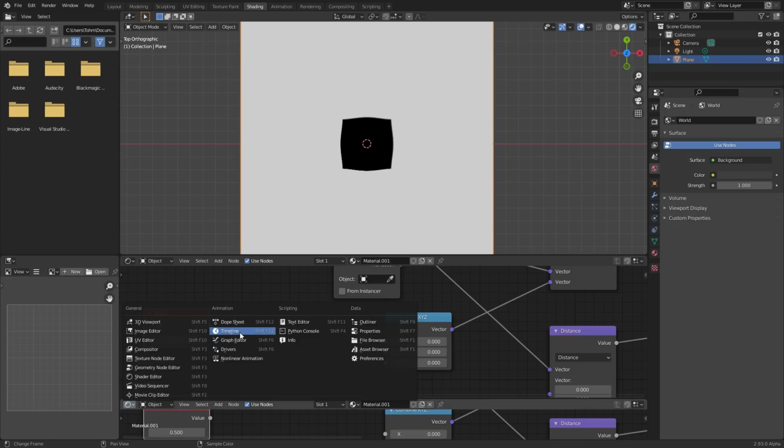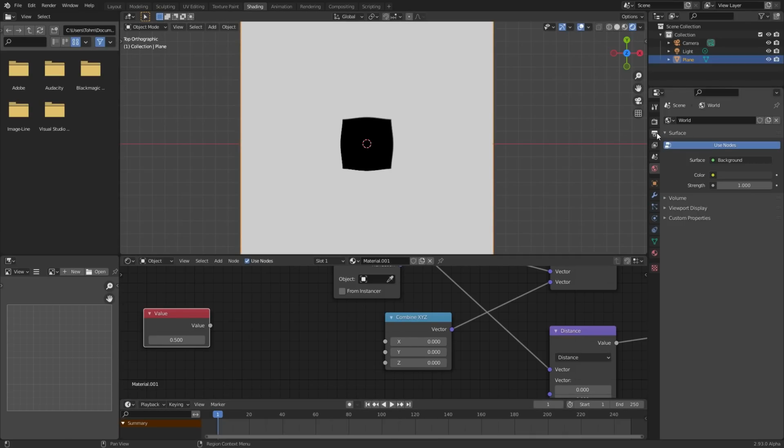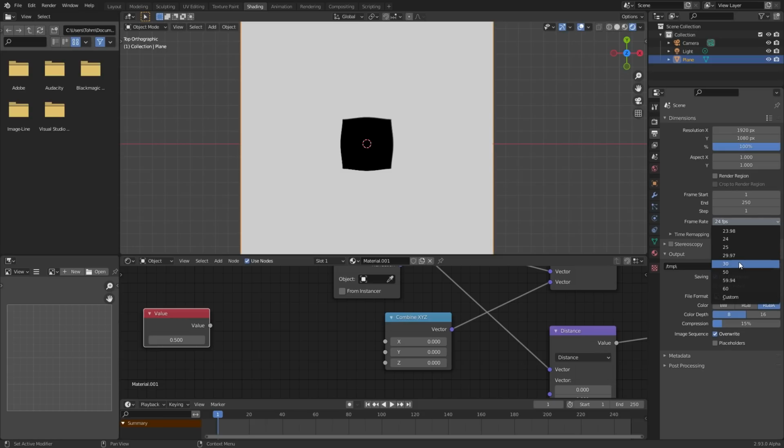So first of all, I'm opening up the timeline. Why? Not just because I like it, but there's a reason. You're going to see that our project in this case is 250 frames. We can change it. We can have it be 125, 300, whatever. But the important thing is I want you to remember this number, okay?